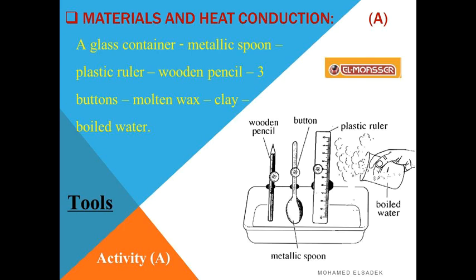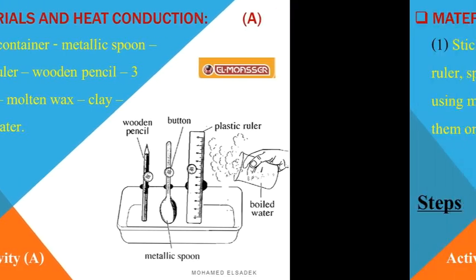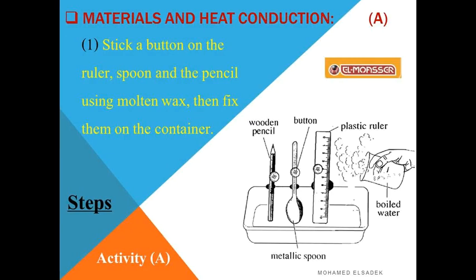Tools: glass container, metallic spoon, plastic ruler, wooden pencil, 3 buttons, molten wax, clay, boiled water. يعني ايه glass container؟ وعاء زجاج. metallic spoon ملعقة من المعدن. wooden pencil قلم رصاص من الخشب. 3 buttons. Stick a button on the ruler, the spoon and the pencil using molten wax.